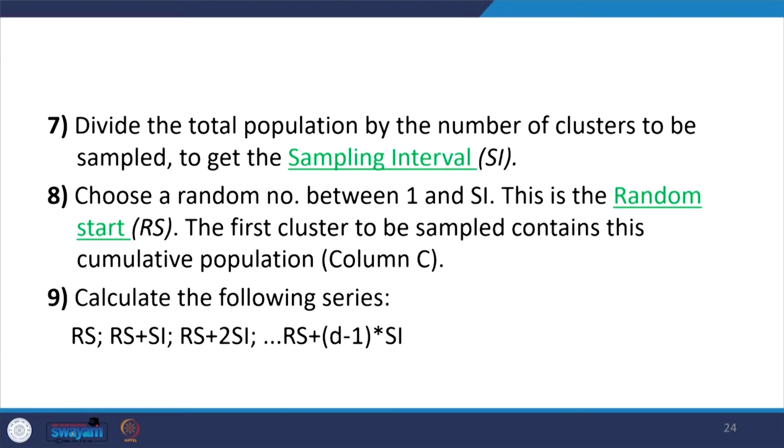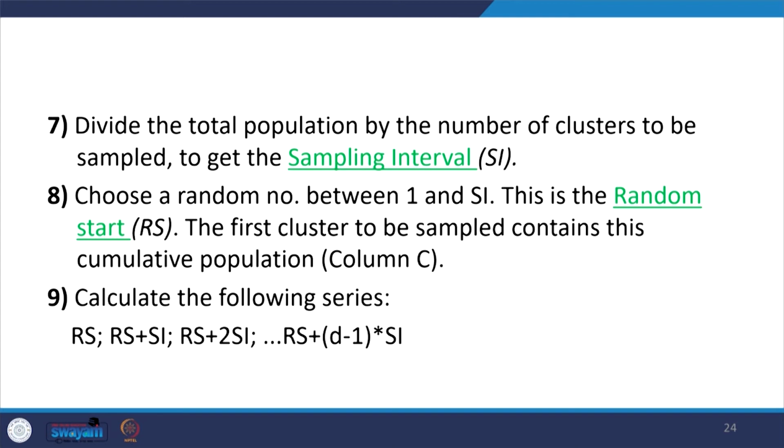Then the next step is to divide the total population by the number of clusters to be sampled to get the sample interval. So, the sample interval is important: it is basically the total population divided by the number of clusters. From each cluster, how many samples you are supposed to collect. Choose a random number from one to the sample interval, and this is in fact the random start. Likewise, we follow this in systematic random sampling.